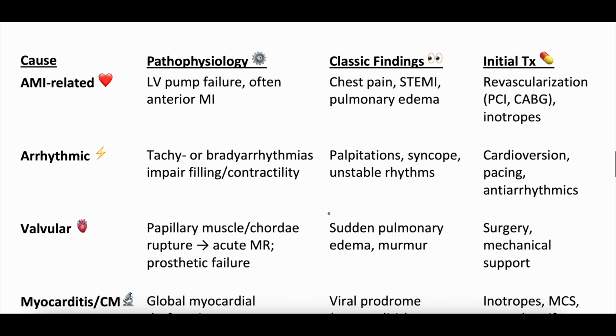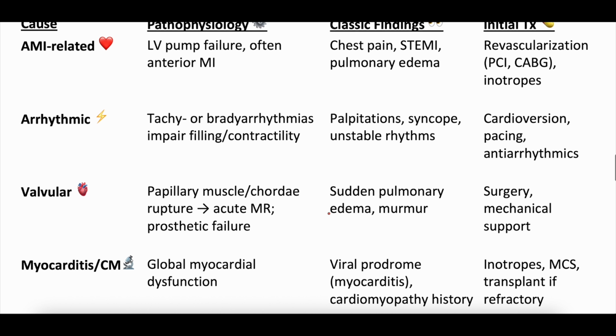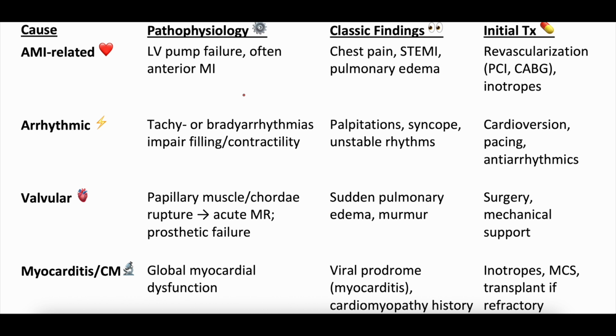All right, what about the subtypes of cardiogenic shock? I mentioned there's these subtypes and they behave slightly differently. So let's talk about the subtypes. So we said the most common is acute myocardial infarction related, AMI related. And within each subtype, we're going to talk about the pathophysiology, the classic findings, and the initial treatment.